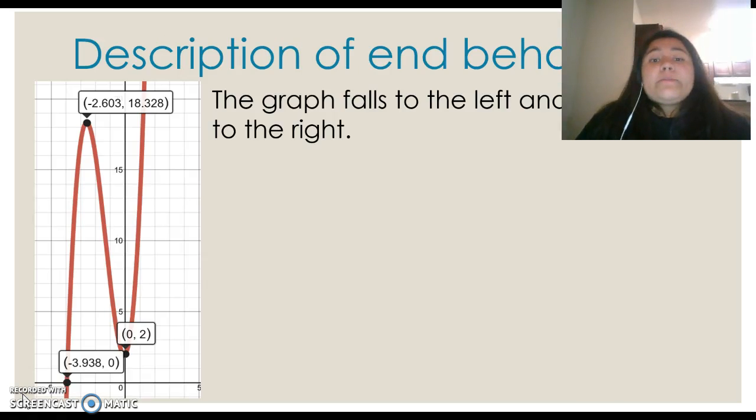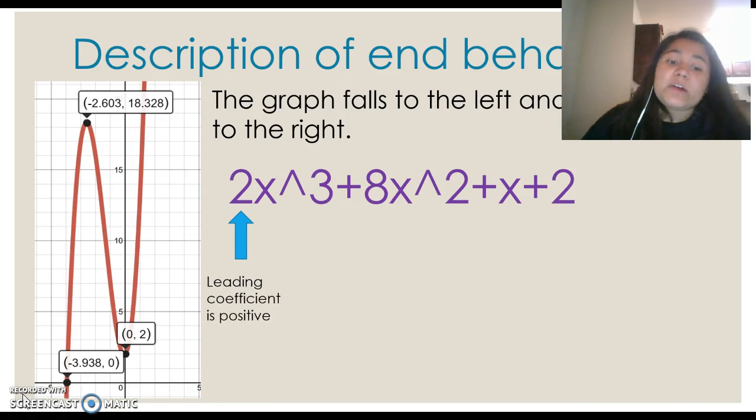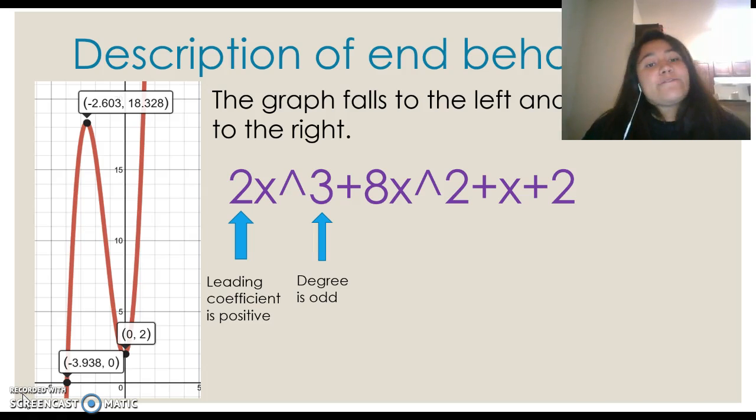Description of end behavior. The graph falls to the left and rises to the right. I used the leading coefficient test to find my end behavior. According to one of the rules, if the leading coefficient is positive, which mine is, it's 2, and the degree of the leading coefficient is odd, then the graph falls to the left and rises to the right, as mine does here.